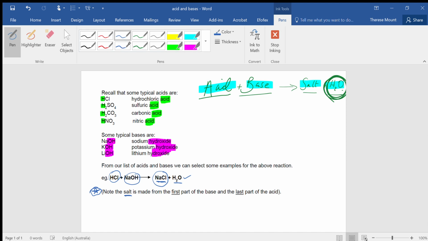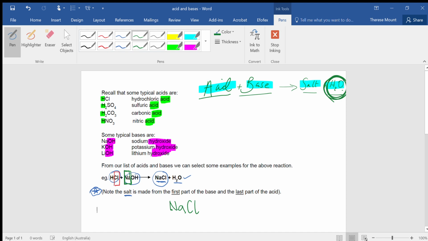What does that mean? Well, let's circle both those things. So the first part of the base, these are all our bases. This is our base here. What's the first part of our base? Well, it's the sodium, isn't it? That's the first part of the base, so sodium. And then the last part of the acid. So this is my acid. And the last part of my acid, if I cut away that H there, that's the last part of my acid. So that's going to make up the second part of my salt.